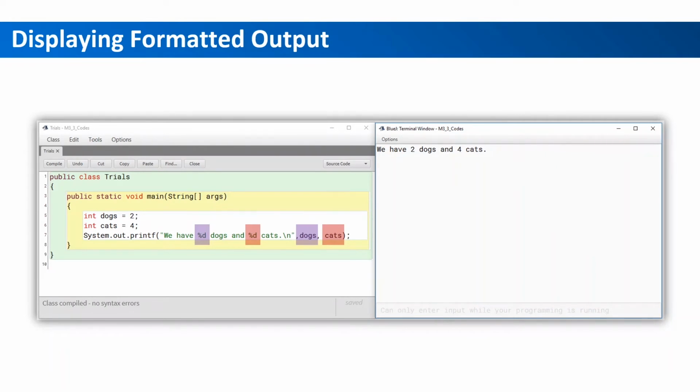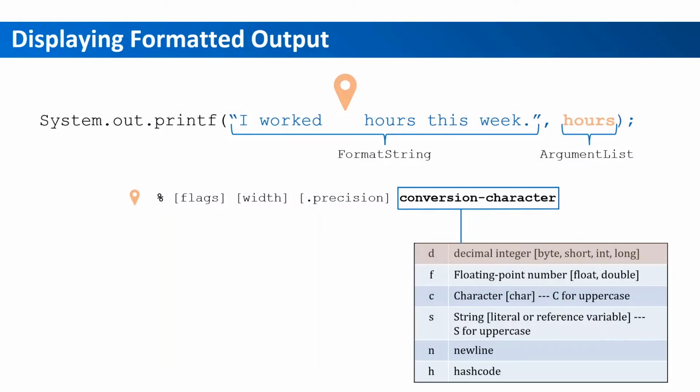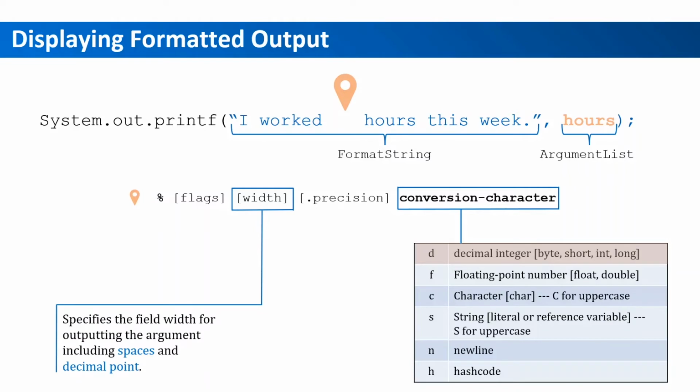The second variable, cats, will appear where the second specifier is placed, and so on. So let's make things interesting and start to learn about the other optional fields. The optional width field specifies the total width of the field in which the argument will be printed. This includes spaces and decimal points. Let's see how it works.